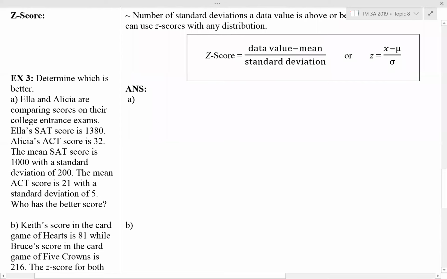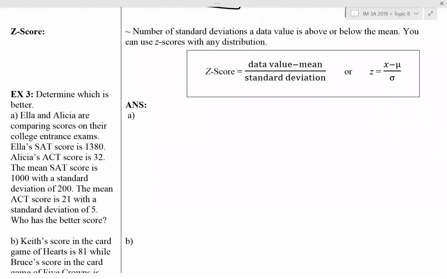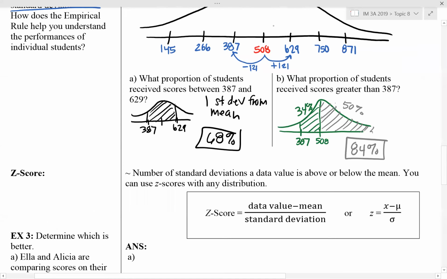So the last thing we're going to talk about today is Z-score. Z-score is the number of standard deviations a data value is above or below the mean. You can use Z-scores with any distribution. In general, if I was talking about 629, since I added the standard deviation once, that would have a Z-score of +1, versus 387, I subtracted sigma once, that would give me a Z-score of -1. So then 266 would have a Z-score of -2, -3 for 145. 750 would be a +2 Z-score, and 871 would be a +3 Z-score.